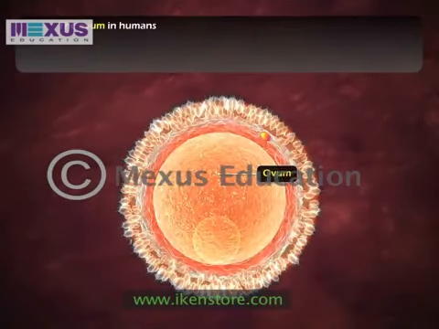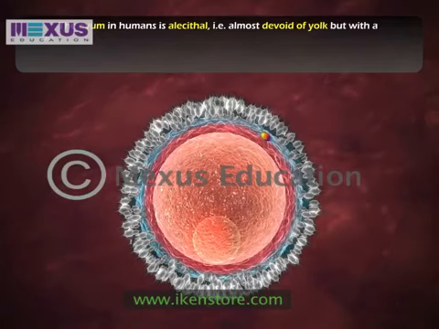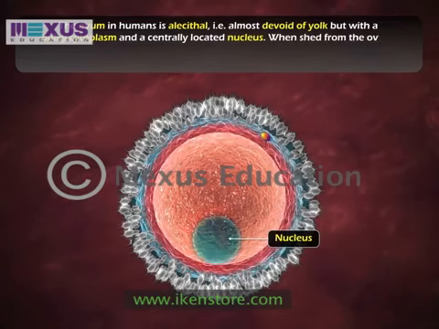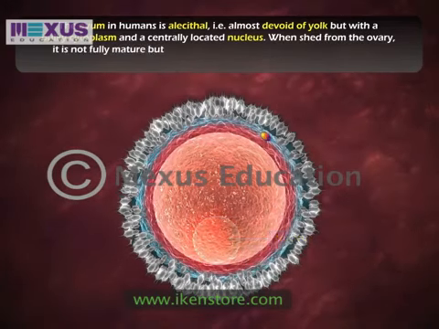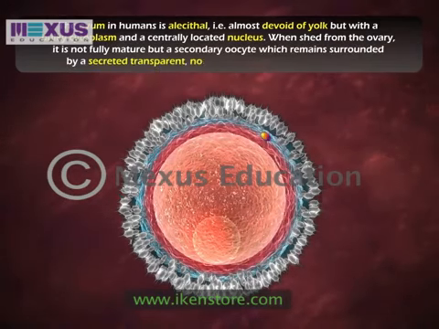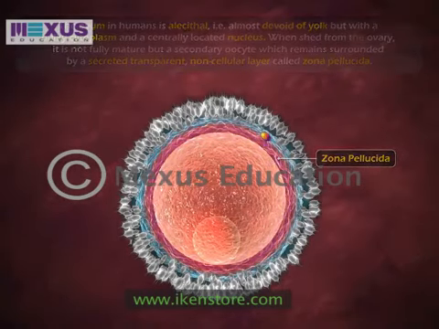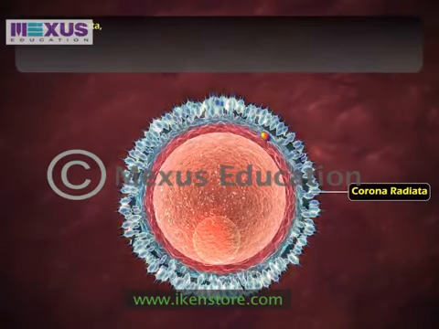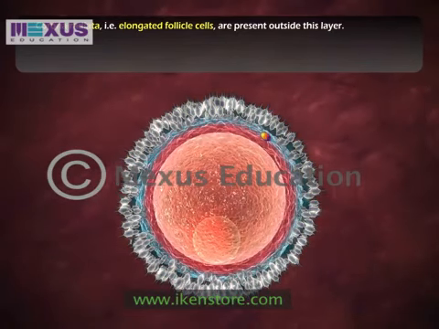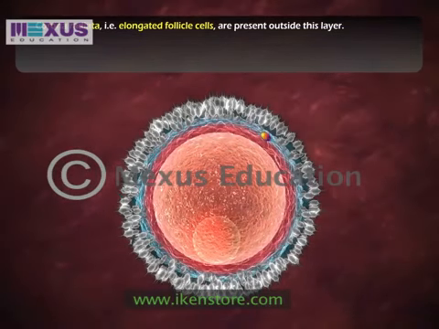The ovum in humans is alecithal, that is, almost devoid of yolk but with a bulky cytoplasm and a centrally located nucleus. When shed from the ovary, it is not fully mature, but a secondary oocyte which remains surrounded by a secreted, transparent, non-cellular layer called zona pellucida. Elongated follicle cells are present outside this layer. Some of these cells remain stuck to the outside of the zona pellucida.